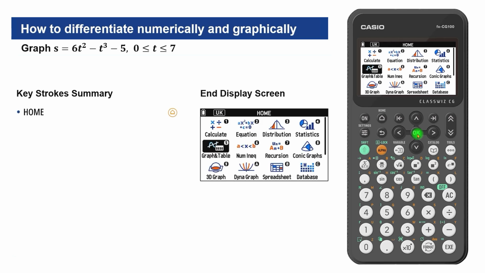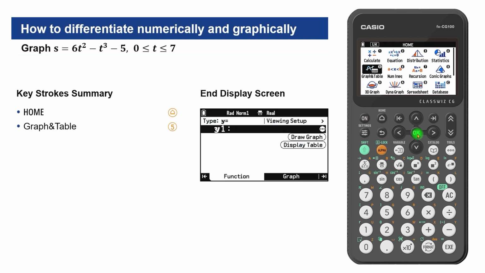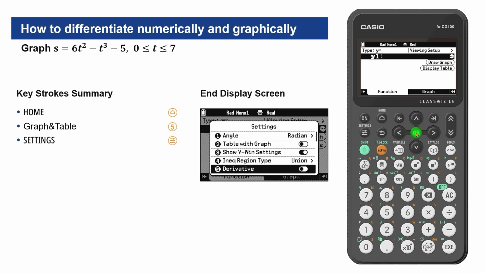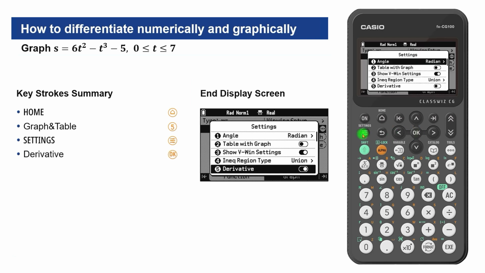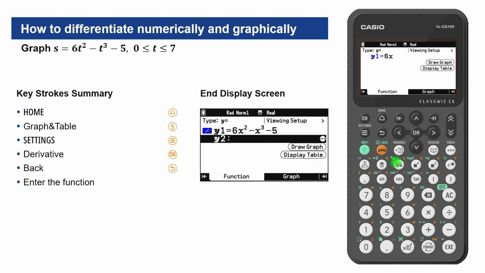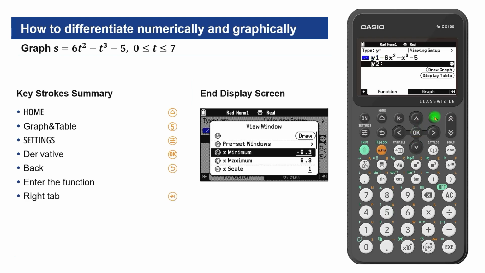Press Home and select Graph and Table by scrolling or using the shortcut. To enable easy access to the derivative values when graphed, press Settings. The derivative is turned off by default, so scroll and turn it on with OK. Press Back to close the settings pop-up. Enter the function as a y equals f of x function and confirm. Then Graph with Right tab.